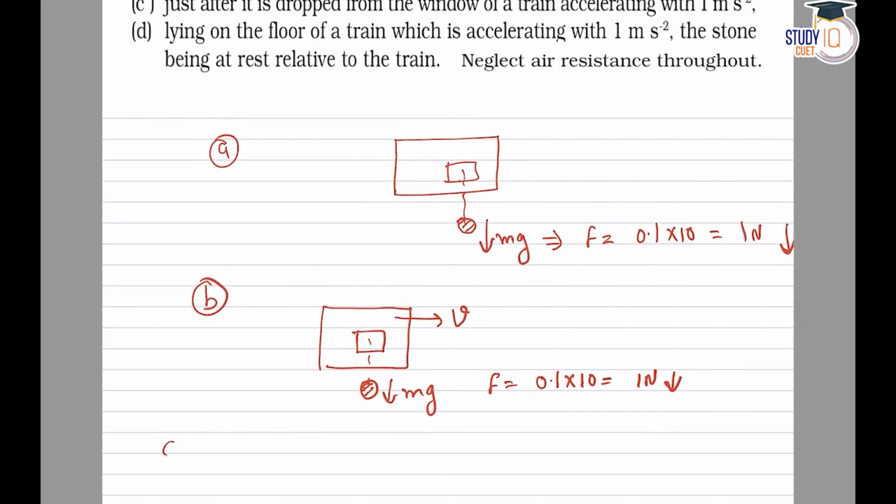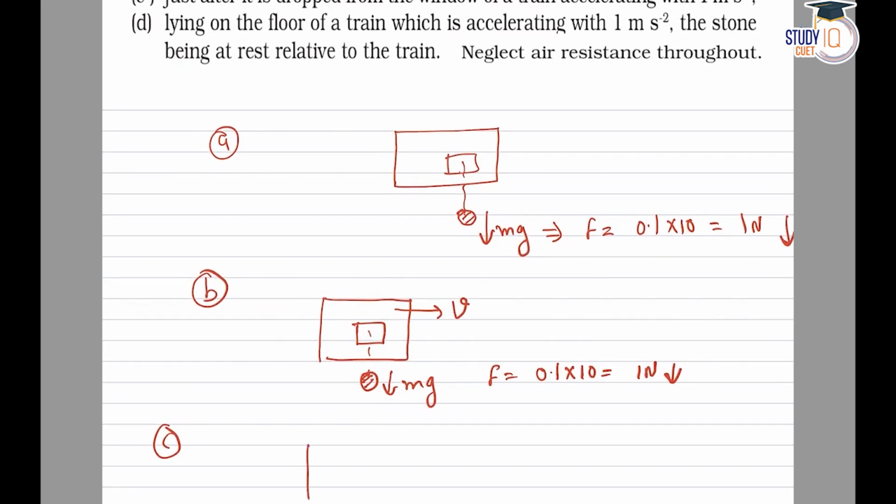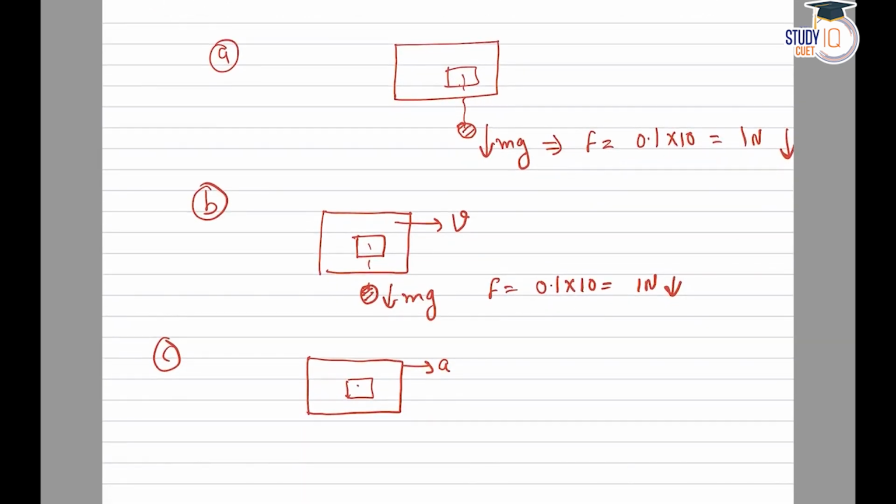C part, just after it is dropped from a window of a train accelerating at 1 meter per second square. So in C part, the train is accelerating with acceleration equal to 1 meter per second square, and you have dropped a stone from its window. And just after dropping, as we can say that after the stone is dropped out of the train, it does not have any contact with the train. So it will have only force, which is mg, acting in downward direction. So from this we can say the net force acting on it is 0.1 into 10, which is equal to 1 Newton in downward direction.